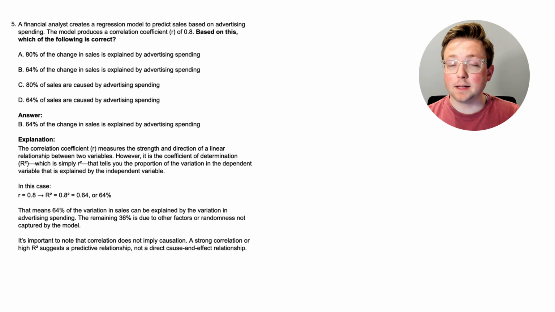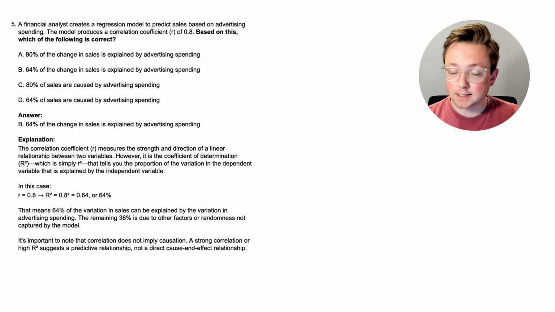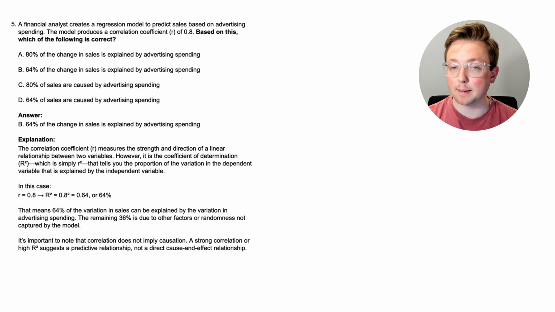Or, for example, 64% of the total cost can be explained by the volume of sales, which would be X in this situation. So again, 64% of the variation in sales can be explained by the variation in advertising spending. To bring it back to this question, that means that 64% of the variation in sales can be explained by the variation in advertising spending. The remaining 36% is due to other factors or randomness not captured by the model.